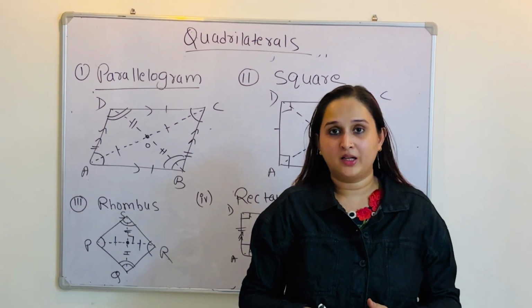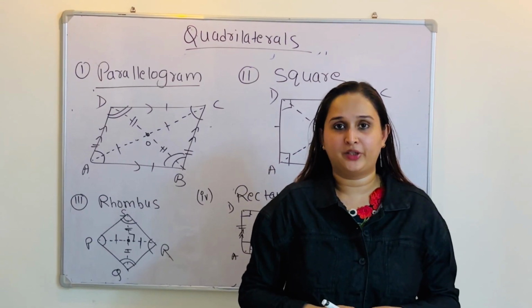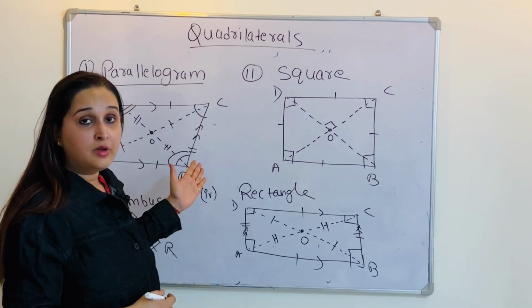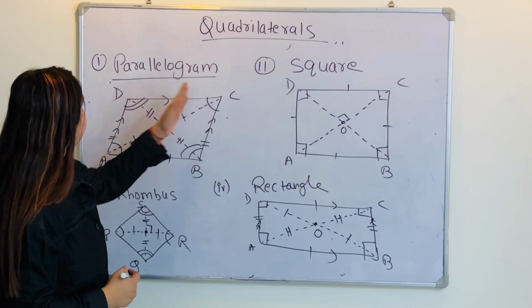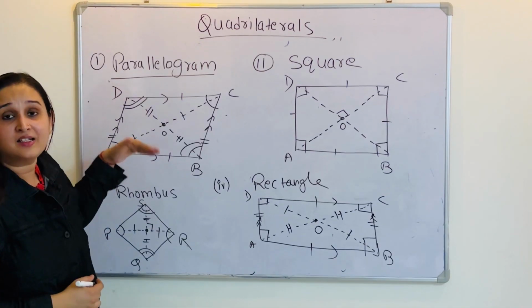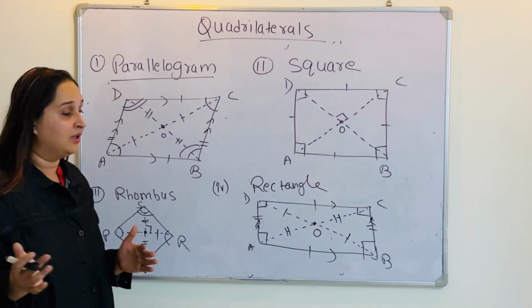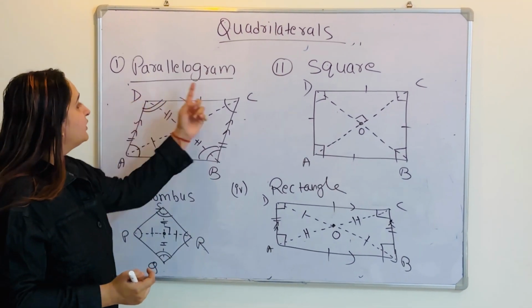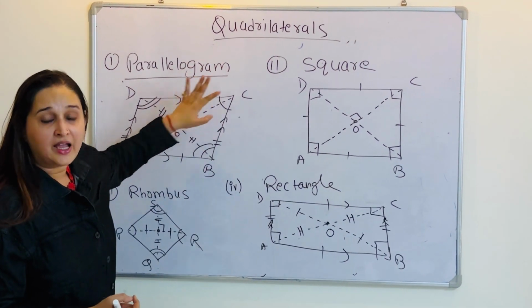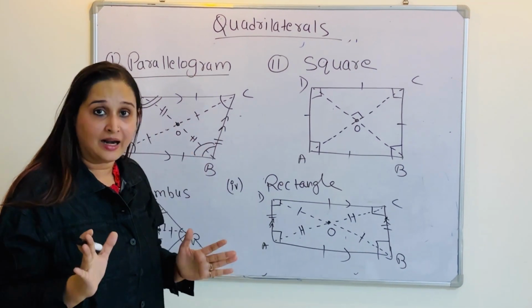Concept about the quadrilaterals, the types and its properties. So let's start with the first one, which is a parallelogram. So this ABCD is a parallelogram in which the opposite sides are equal and parallel. So AB is equal to DC and AD is equal to BC, and opposite sides are parallel.